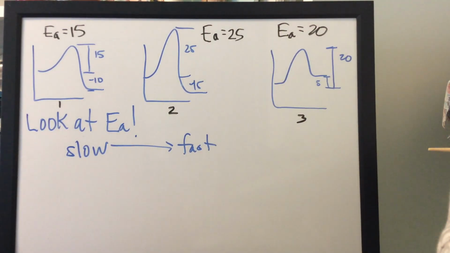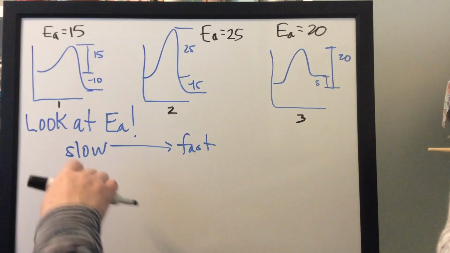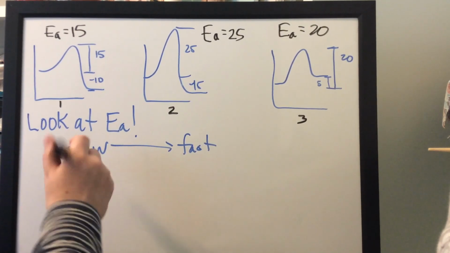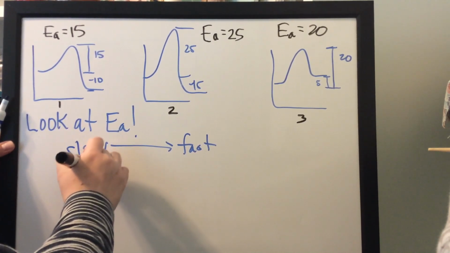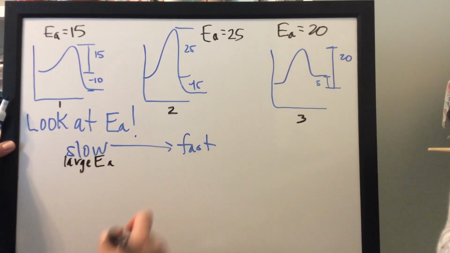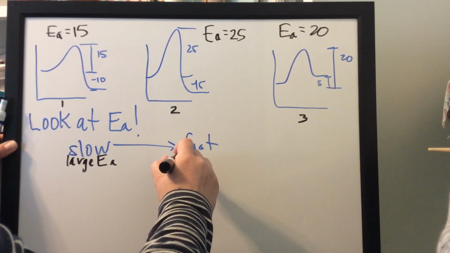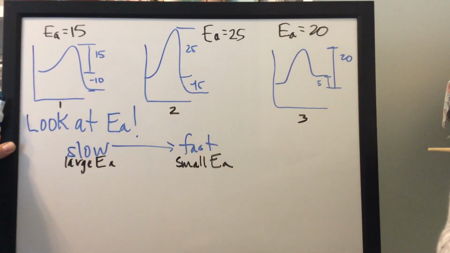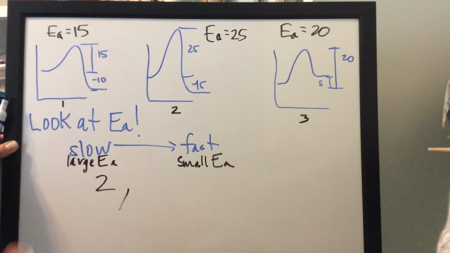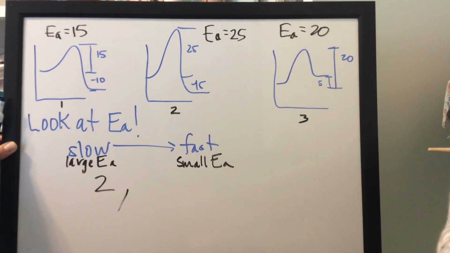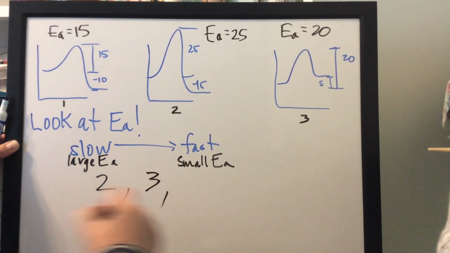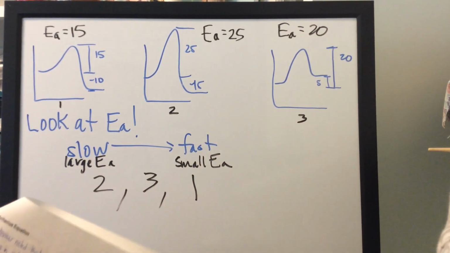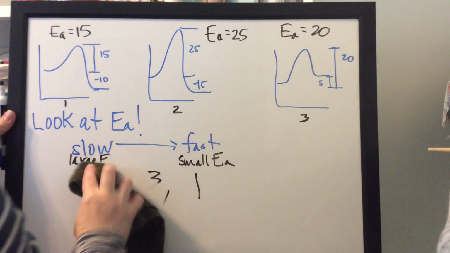Okay, so I have my 3. They're all different. So my slowest reaction is going to be the one that has the tallest hill to climb, the biggest activation energy. I just said ionization. My gosh. So slow to fast would be reaction 2, has the biggest activation, followed by reaction 3, and then followed by reaction 1, who has the smallest activation energy and will thus be the fastest reaction.